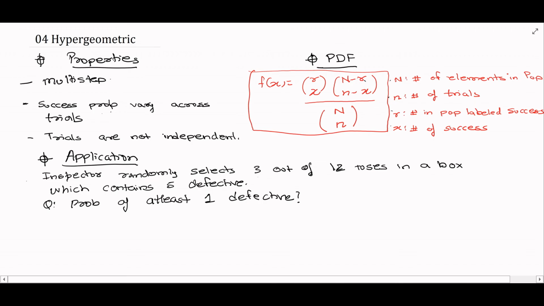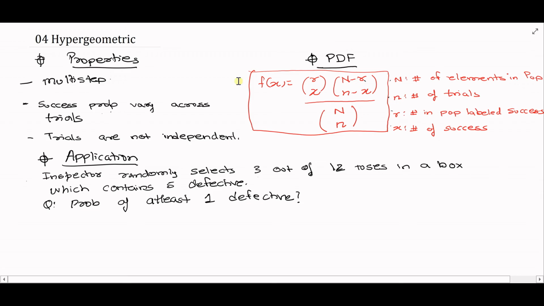This is in contrast to the binomial distribution, where it was a multi-step experiment with 2 outcomes, but one outcome was independent of the other across trials. So the probability of success does not change across trials. But here, the probability of success varies across trials. So one trial is not independent of the other. And this is a very, very important feature, or probably the most important feature of the hypergeometric distribution.